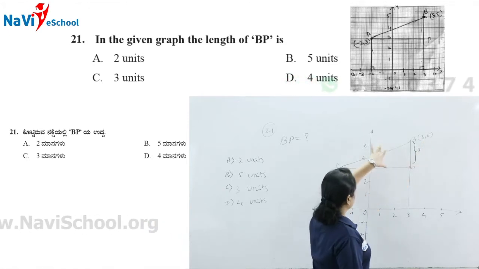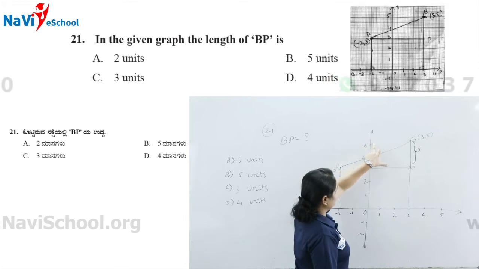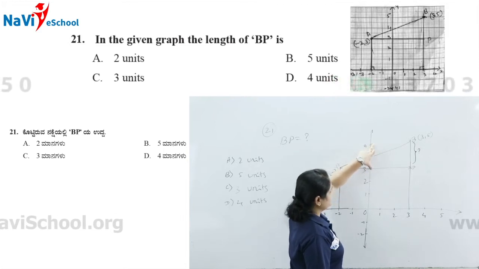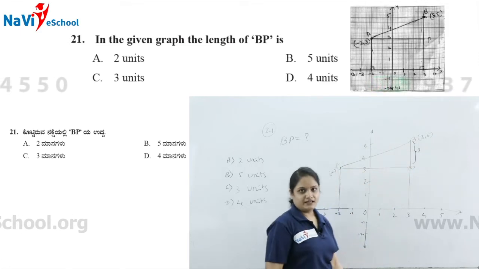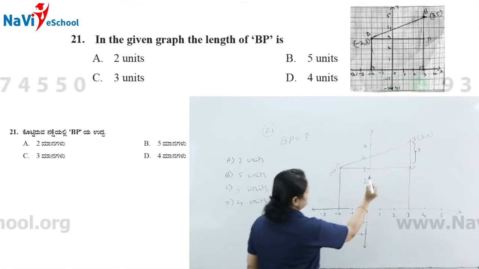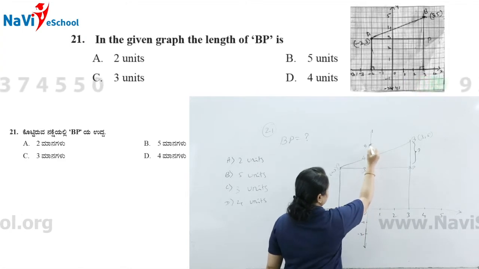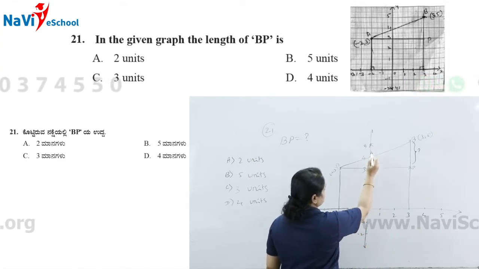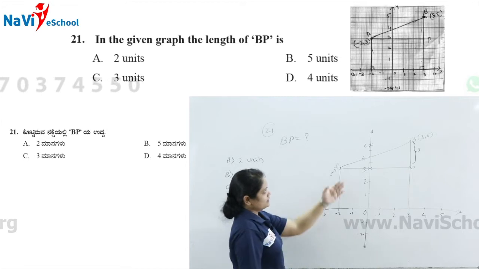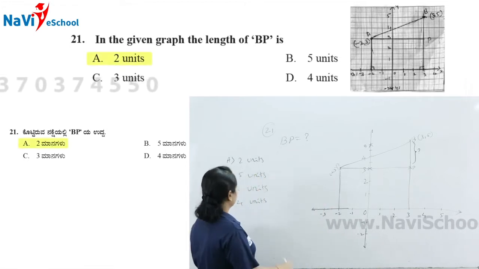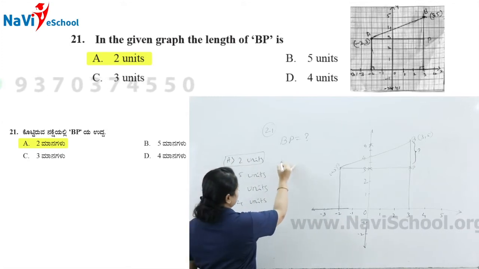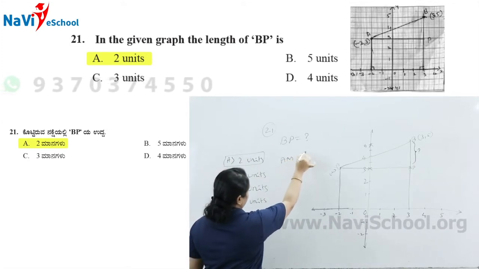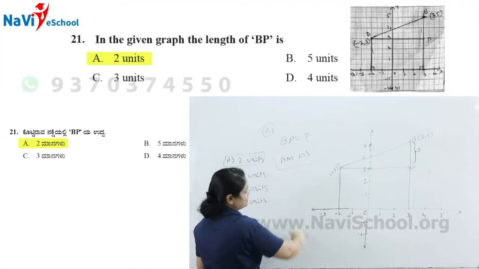It means, see, from here one point and then 3. 5 minus 3 gives you how much? See, from here to here it is how much? 1 unit, 2 units. Therefore, BP is how much? 2 units. Answer: option A is our answer.